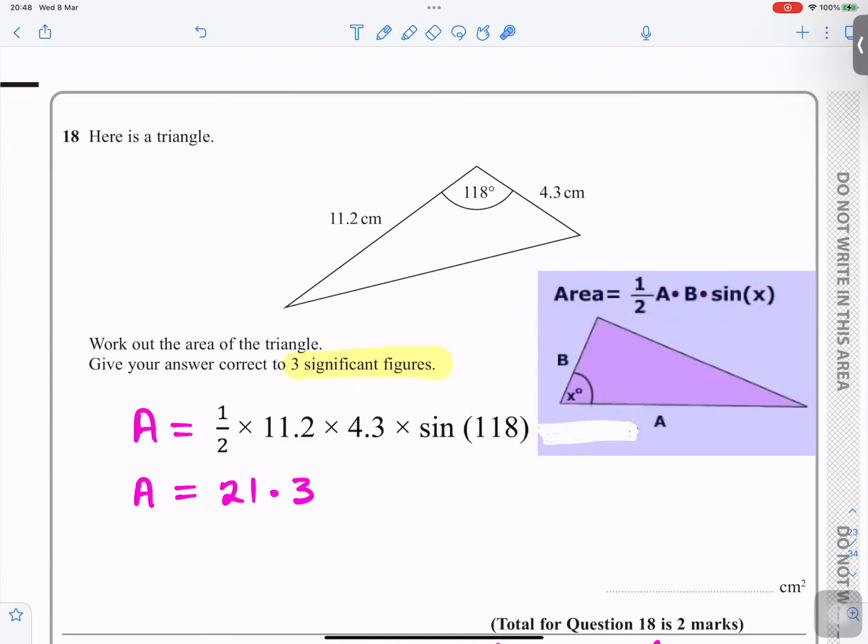Question number 18. Here is a triangle. Work out the area of the triangle. Give your answer correct to 3 significant figures. The triangle is not a right angle triangle. We're given the angle in the middle and we're given 2 sides. So we use this formula I've put on the right-hand side there. Area of a triangle is half times A times B times sine of the angle between the 2 sides. So the angle is in the middle, the 2 sides are there. So half times 11.2 times 4.3 times sine 118. Put that in your calculator, you get the area to be 21.3.